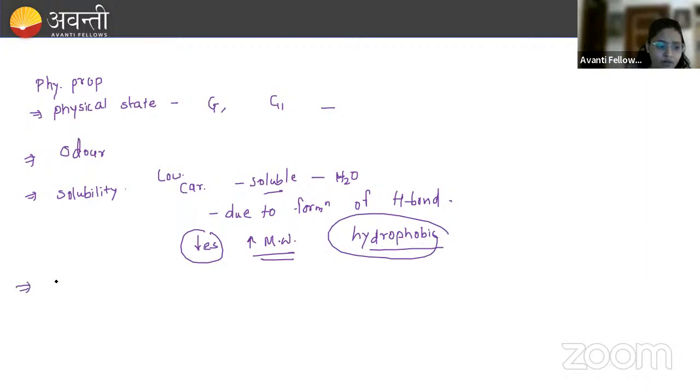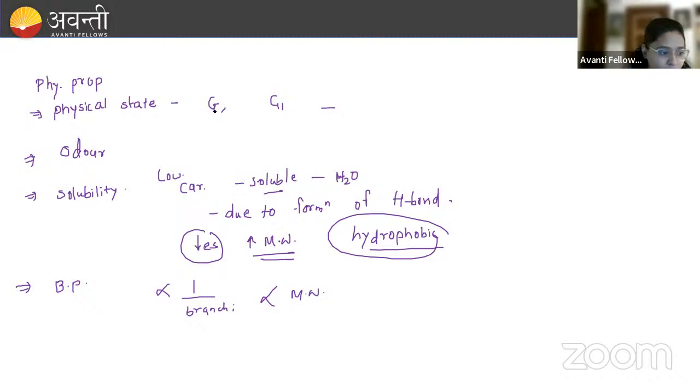Next, the boiling point and melting point. It is directly proportional to 1 upon branching, and directly proportional to molecular weight. We have seen this, right? Boiling point depends on what? The higher the molecular weight, the higher the boiling point and melting point. But the less the branching, the higher the boiling point, and the more the branching, the lower the boiling point.